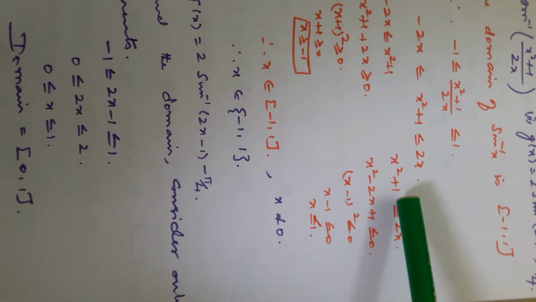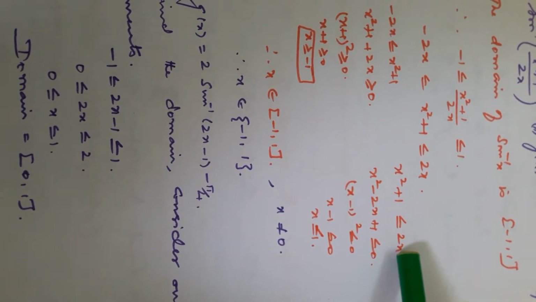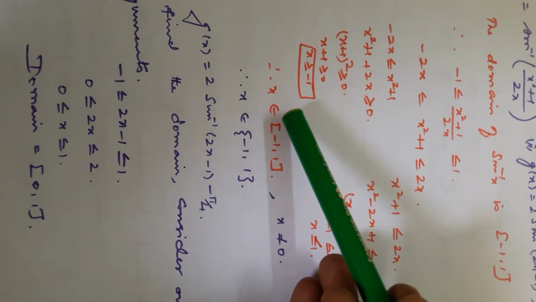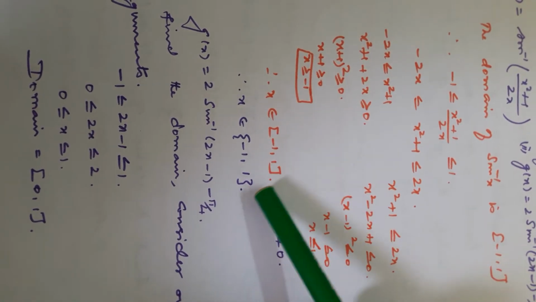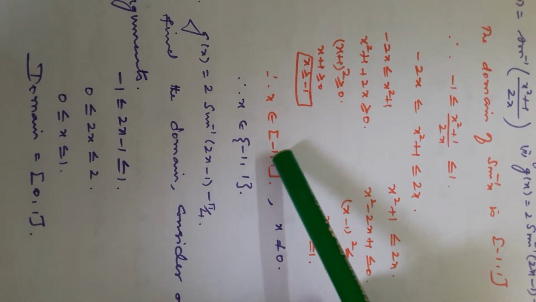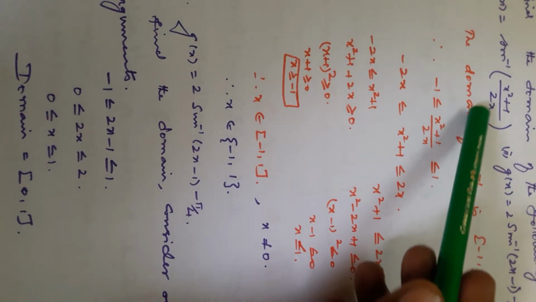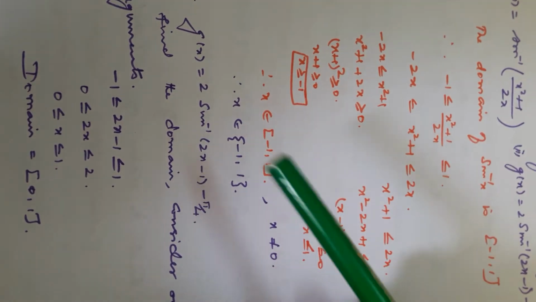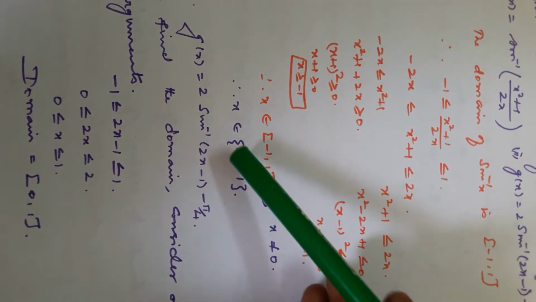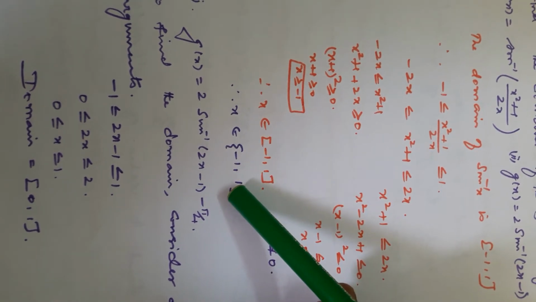Like that, the second part: x² + 1 ≤ 2x, so x ≤ 1. Therefore x belongs to the closed interval [−1, 1], x is not equal to 0. We cannot include 0 here, because if x takes the value 0 the function does not exist. That is, x belongs to [−1, 1] minus {0}.